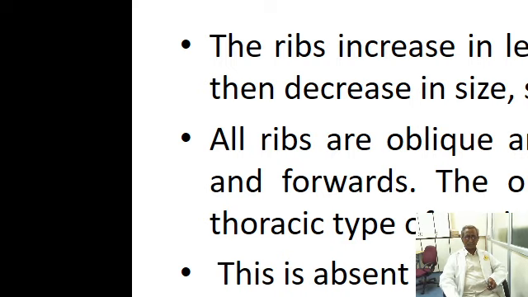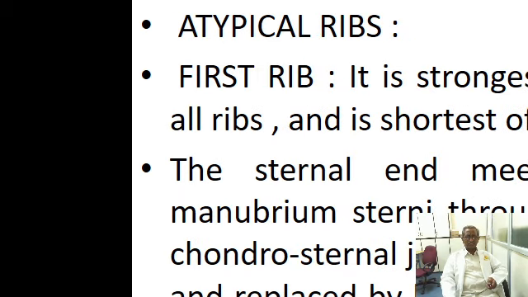The 1st, 2nd, 10th, 11th and 12th ribs are atypical. They can be identified by special features. So we are having the first rib, which is the strongest, flattest and most curved of all ribs, and it is shortest of the true ribs. When we say it is shortest of not all ribs but true ribs, because the 12th rib is shorter than this first rib. So they are false ribs. So we are telling it as shortest of the true ribs.